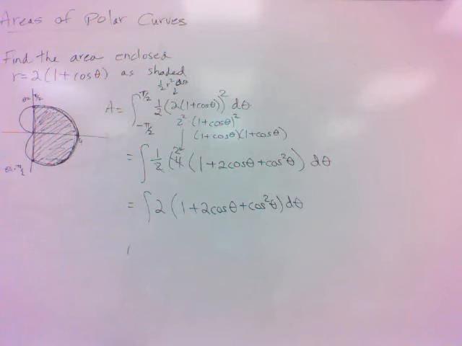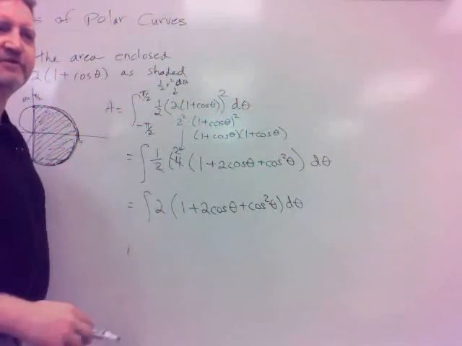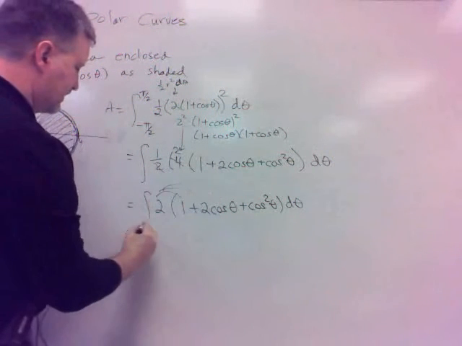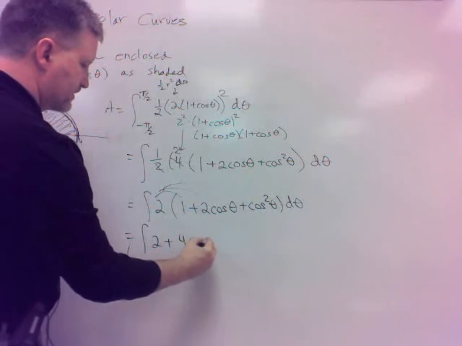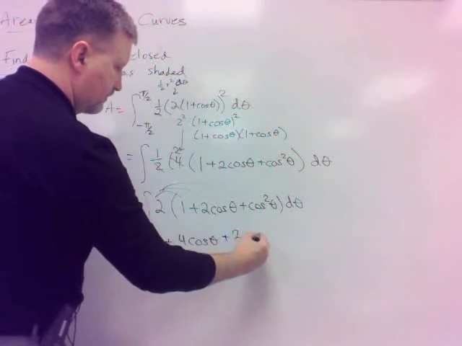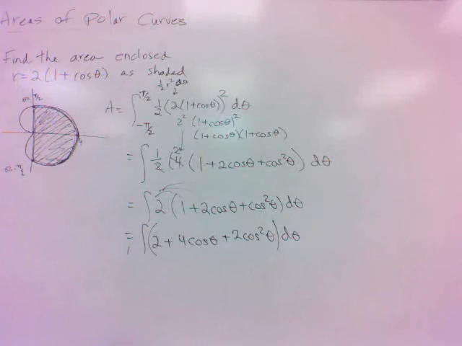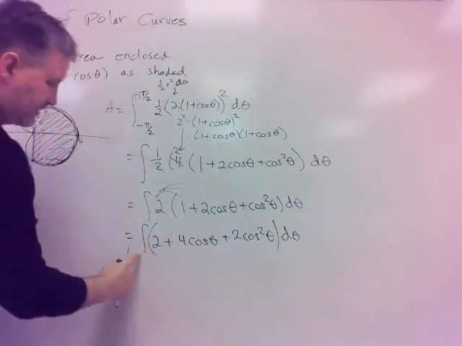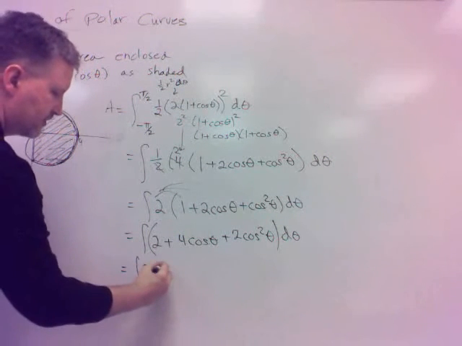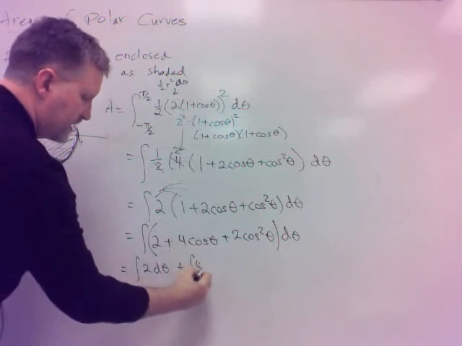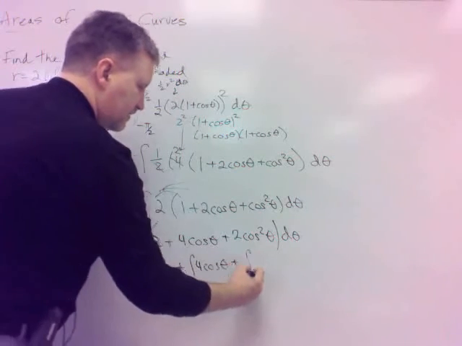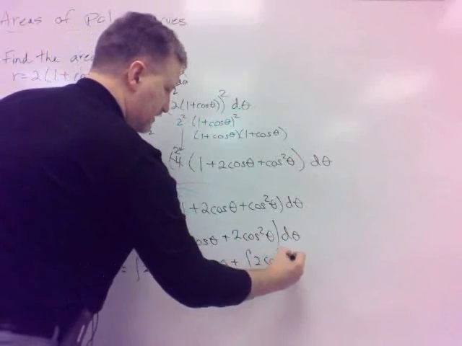You want to distribute the 2? Might as well. At some point, we'll have to distribute the 2. So let's go ahead and distribute the 2. So it's the integral of 2 plus 4 cosine theta plus 2 cosine squared theta. Now what do you see as far as doing that? Just do them individually, right? So I'm going to do the integral of 2 d theta. That's going to be easy. Then I'm going to do the integral of 4 cosine theta. And then I'm going to do the integral of 2 cosine squared theta d theta, of course.